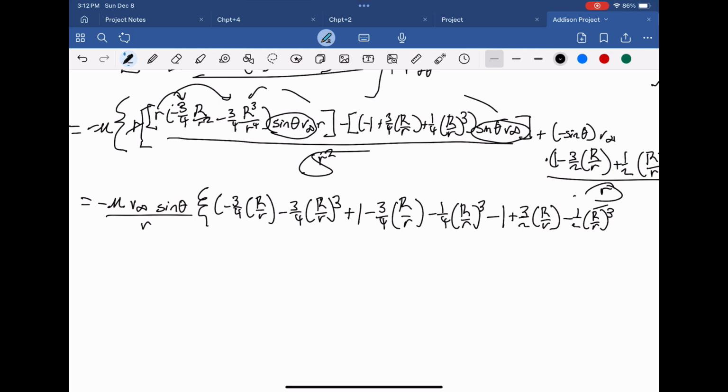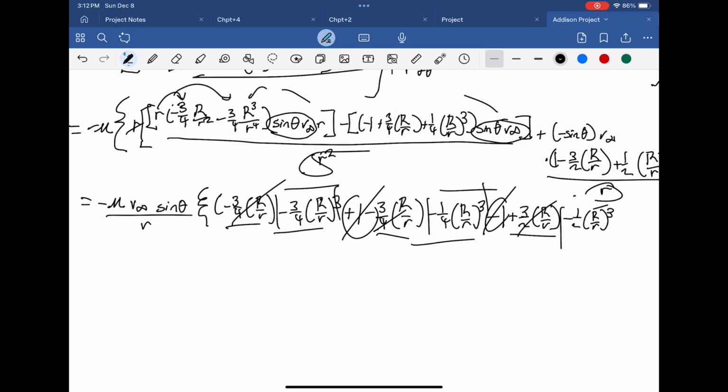And so the first terms that are going to cancel out are this 1 and this negative 1. We can slash those. Second terms that cancel out, we have the r over r terms to the first power are all going to cancel out with each other, which just leaves us with these r over r cubed terms, which we can simplify down to just negative mu v infinity over r times negative 3/2 r over r cubed.